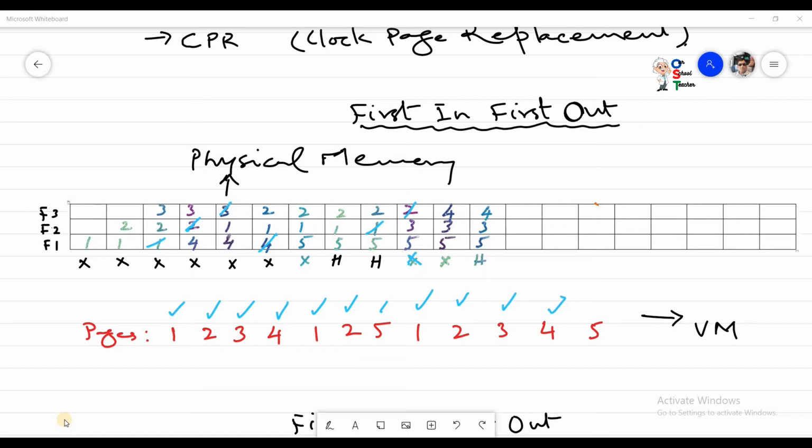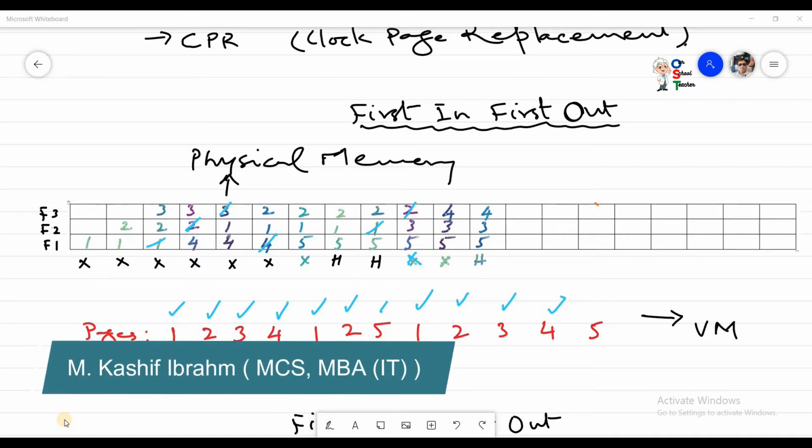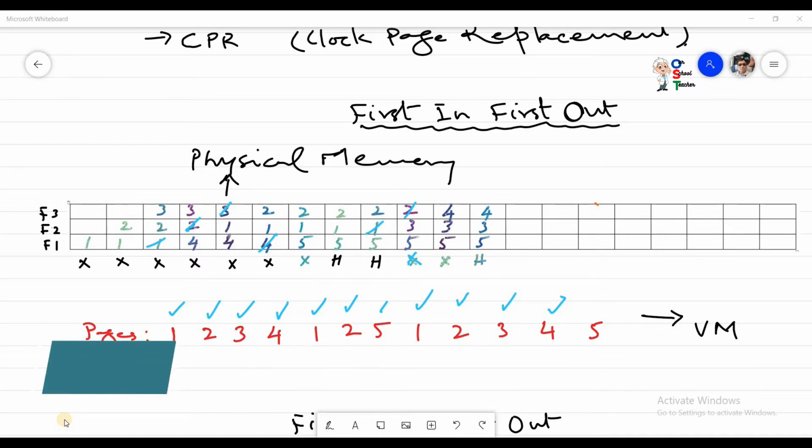In the previous lesson we saw the first algorithm, that is first in first out, and we had a situation in which our whole memory was divided into three frames. We supposed that we had only three frames in the memory, frame number one, frame number two and frame number three. And we tried to analyze what happens when a sequence of pages is called by the CPU, and how a page is removed from the memory when all frames are filled.